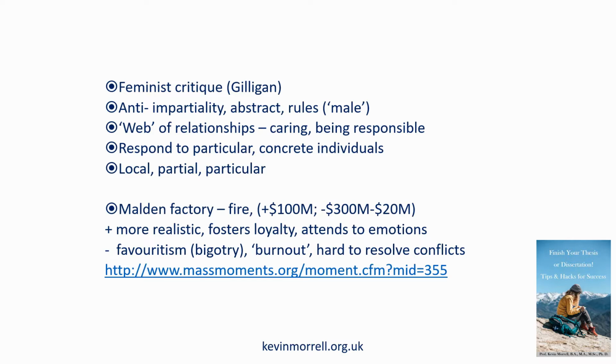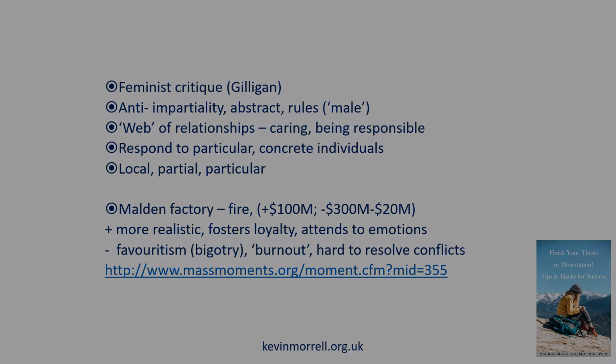Advantages of the care system: it's more realistic in a way. We do tend to treat people we know differently. And it also pays attention to emotions, which are an important part of decision making. If we go back to the idea of ethics as a decision process, it can be associated with favoritism or bigotry. It can be hard to resolve conflicts between different people, and you might have burnout. So how big is your network? If you're interested in the fair trade movement, for instance, then your network of care extends across the world.